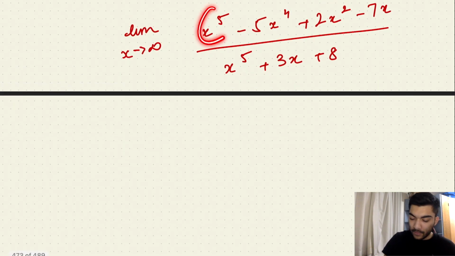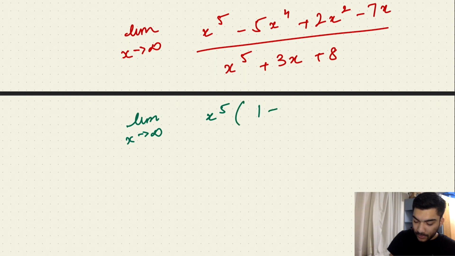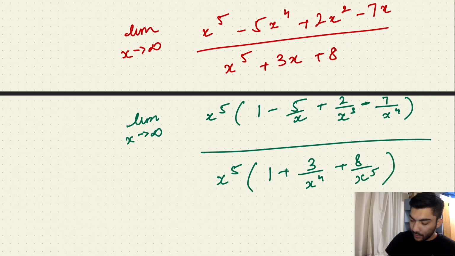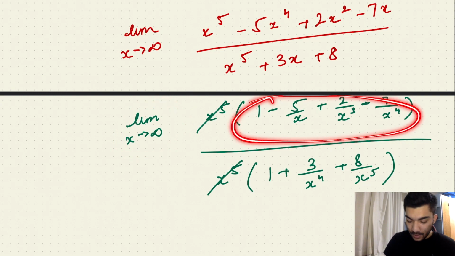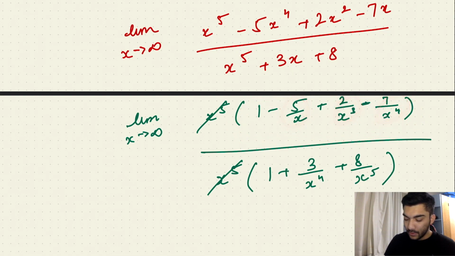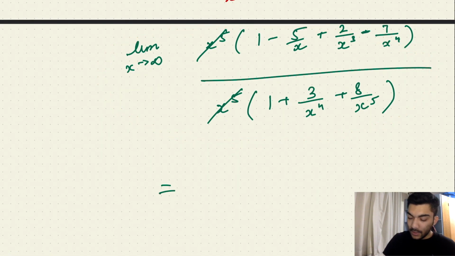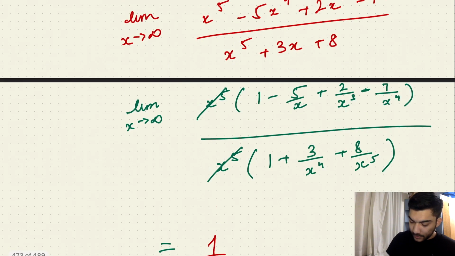Now we can take x to the power 5 common in the numerator and in the denominator. So the limit as x tends to infinity of x to the power 5 times 1 minus 5 by x plus 2 by x to the power 3 minus 7 by x to the power 4, over x to the power 5 times 1 plus 3 upon x to the power 4 plus 8 over x to the power 5. The x to the power 5 will cancel, and if you take the limit as x tends to infinity, you know that these expressions in the numerator approach 0, and the expressions in the denominator will also approach 0. So your final limit will simply be 1 in this case.